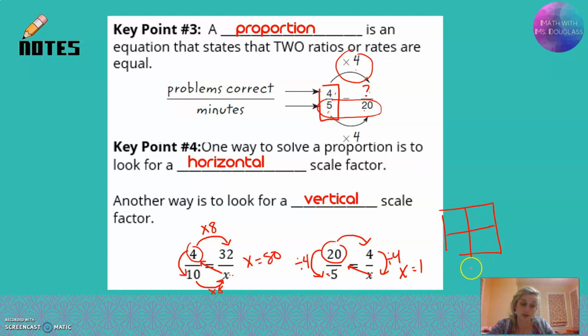So this is basically taking 2 parts of your ratio table and working on them next to each other with an equal sign. If you don't like that, then just stick with your ratio tables.